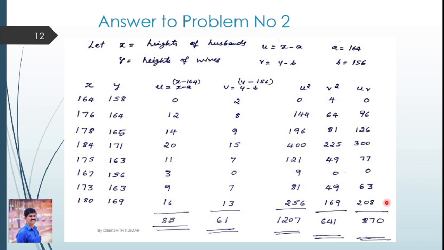So now I am going to add all this. The total of U is 85, V is equal to 61, U square is equal to 1207, V square is equal to 641, UV is equal to 870.